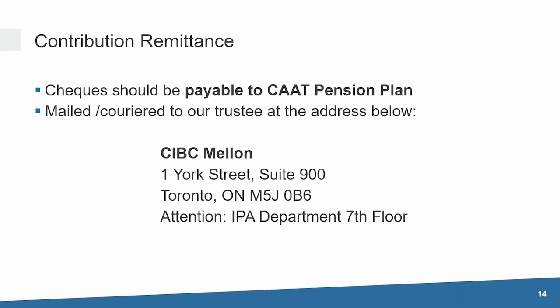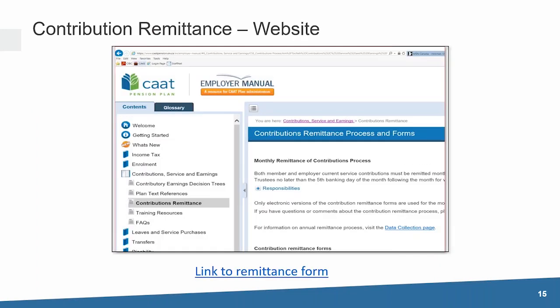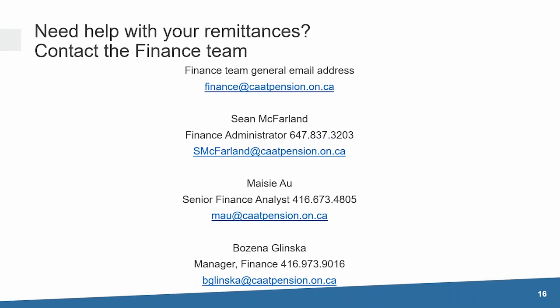It is located within the contribution remittance subsection of the contributions, service, and earnings section of the manual. Here you can see where the contribution remittance process information is located on our website within the employer manual. It is located in the contribution remittance subsection of the contributions, service, and earnings section of the manual. This concludes our quick summary of contribution remittance process today.